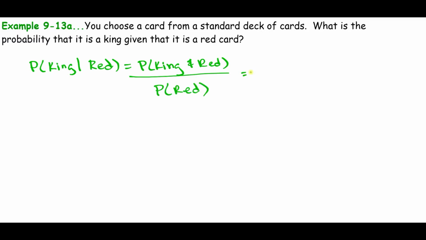So in a standard deck of cards, how many are red kings? That's 2, so 2 out of 52. Over what's the probability of a red card? How many cards are red? That's 26 out of 52. So then we've got 2 out of 52. Instead of dividing by this, we're going to multiply by the reciprocal. So we get 2 over 26, or 1 over 13.